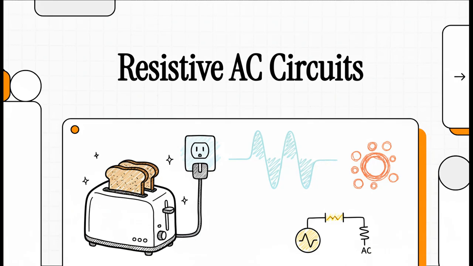Have you ever stopped to think about the everyday magic that's happening right there in your kitchen? You know, that perfect piece of toast? It doesn't just happen. Today, we're going to pull back the curtain on the simple yet brilliant physics that makes it all work, the purely resistive AC circuit. And we're going to do it by looking at your humble toaster.